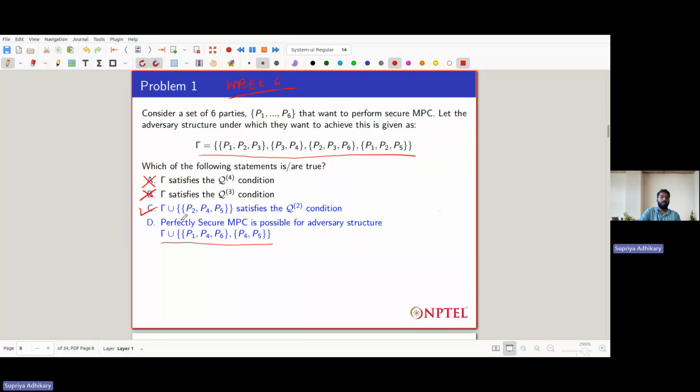And finally, we have D, where it is said that this MPC is a perfectly secure MPC for this adversary structure.